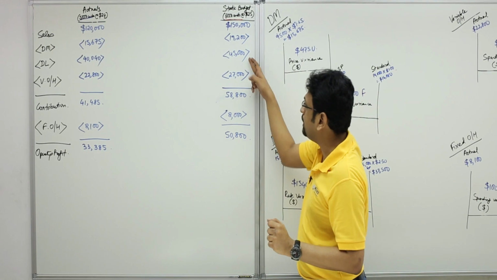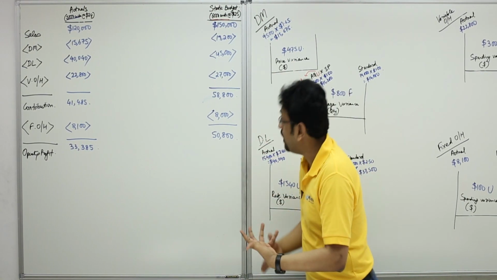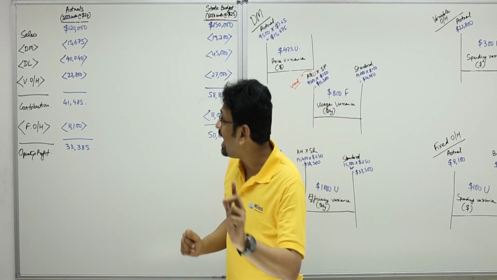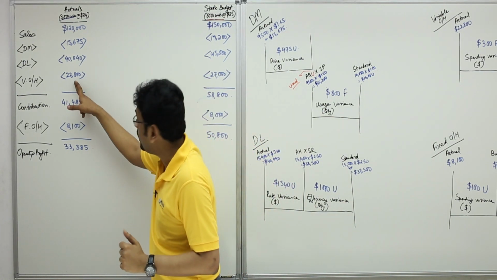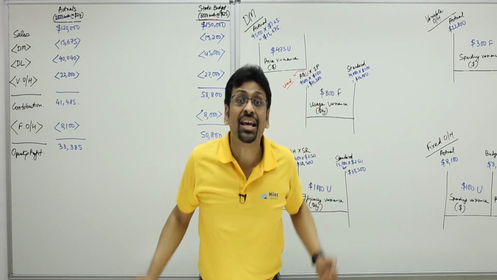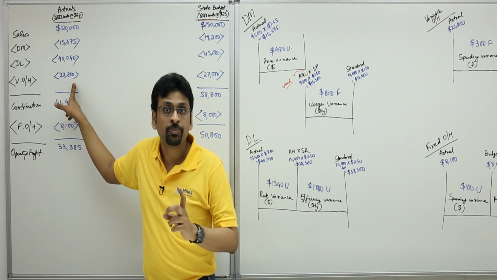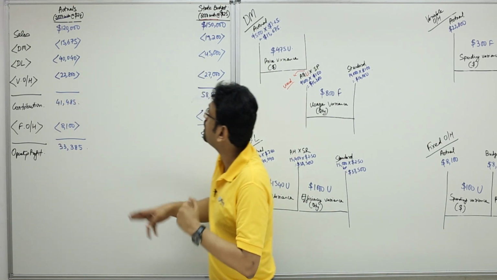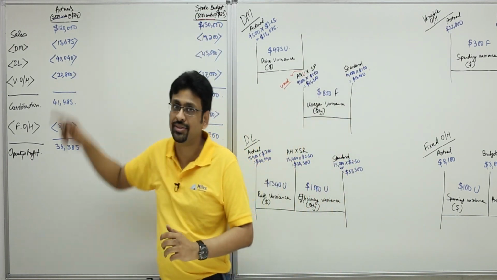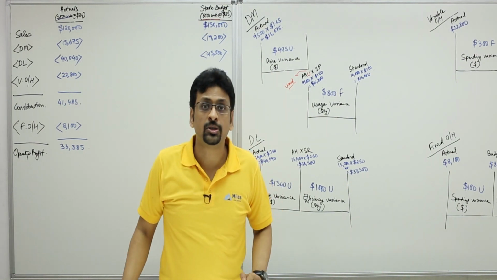Looking at the next one, variable overheads. As per the static budget, they said they're going to spend variable overheads of $27,000. In reality, they spent only $22,800. Just looking at these numbers, it looks like they've done a fantastic job. Instead of spending $27,000, they spent $22,800. But the moment you look at the quantity of production, instead of 6,000, they did just 5,000. Naturally, if you do less production, you're going to have less variable costs.